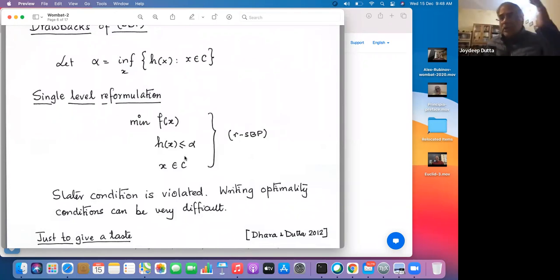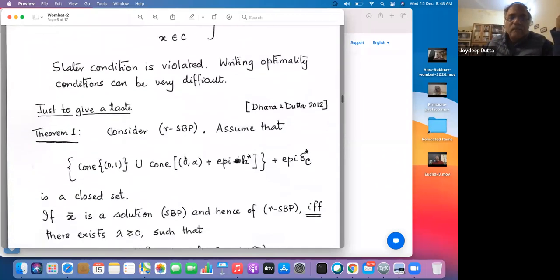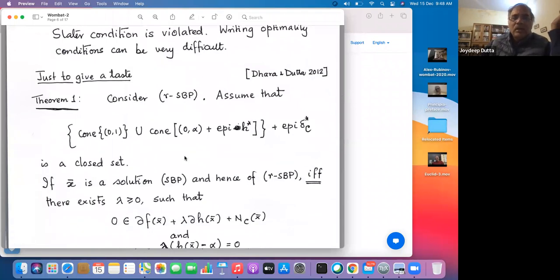As a result of which, this is the difficulty which was there in the case of the other problem, the main bilevel programming problem, the same difficulty comes in. So just to give a taste as to how I can write down optimality conditions for this. This is a very strange kind of situation, right?